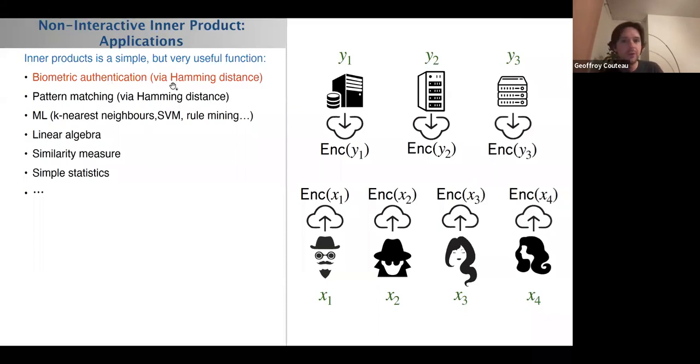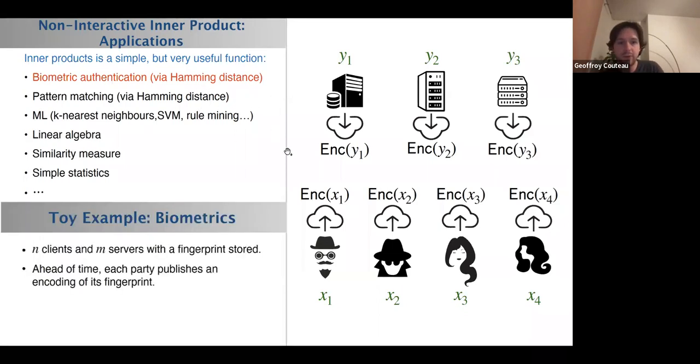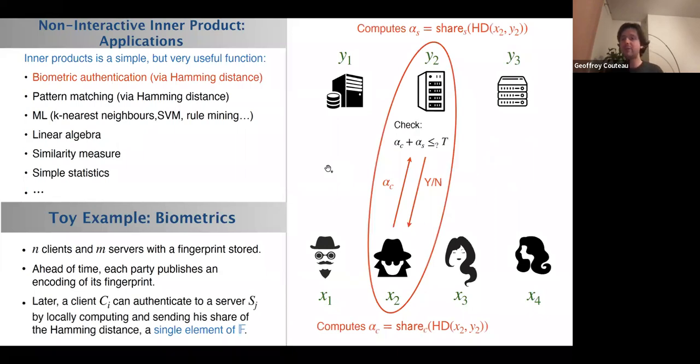So it's known that inner product and Hamming distance are basically the same thing, right? You can locally reduce Hamming distance to the computation of an inner product. So that suffices for computing Hamming distance between strings. So you could imagine that you have n clients and m servers, each with their fingerprint stored. And ahead of time, each party will publish an encoding of its fingerprint, right? So the clients will send their own fingerprint and the servers will send the fingerprints that are stored. And afterwards, after this single round of publishing an encoding online, any client and server pair can locally compute additive shares of the Hamming distance between the two fingerprints.